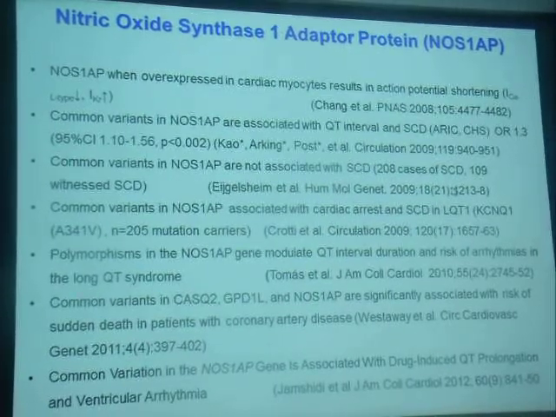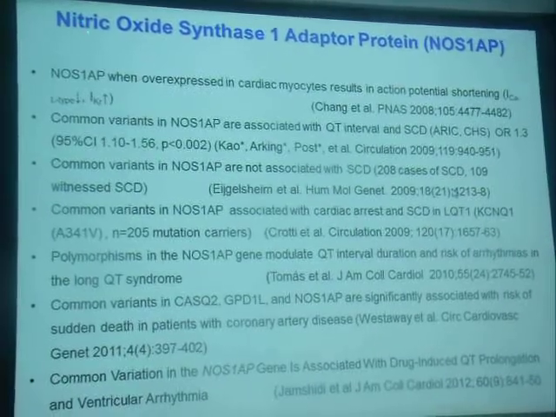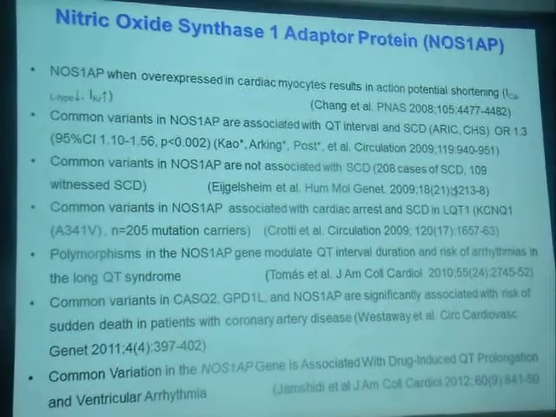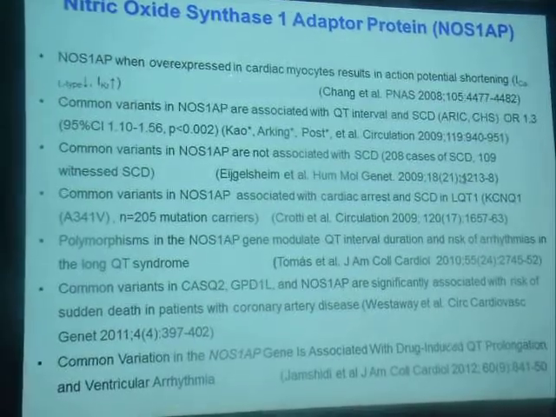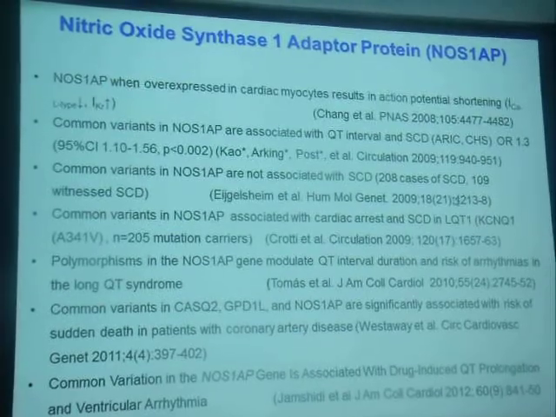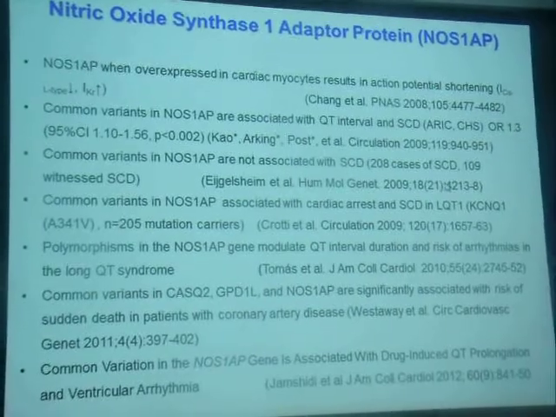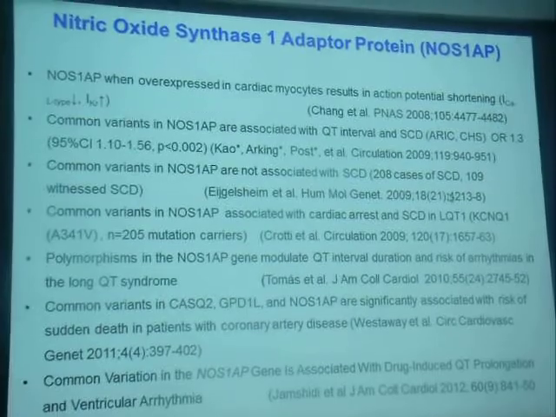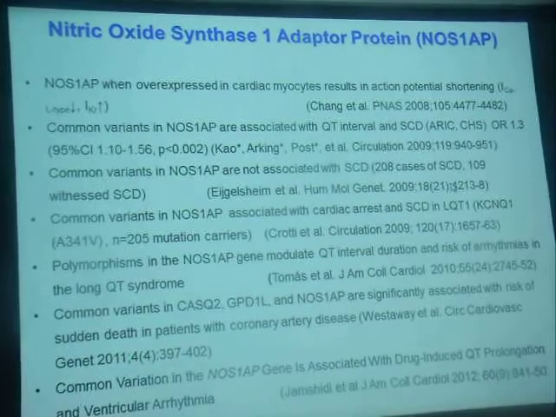And this slide summarizes all the data that since 2006 have been reported on the role of nitric oxide synthase 1 adapter protein, or NOS1AP. And it was only the initial publication that looked at the function of NOS1AP when overexpressed in cardiac myocytes, resulting in action potential shortening as an indicator that yes, indeed, NOS1AP regulates myocardial repolarization under cellular preparation.